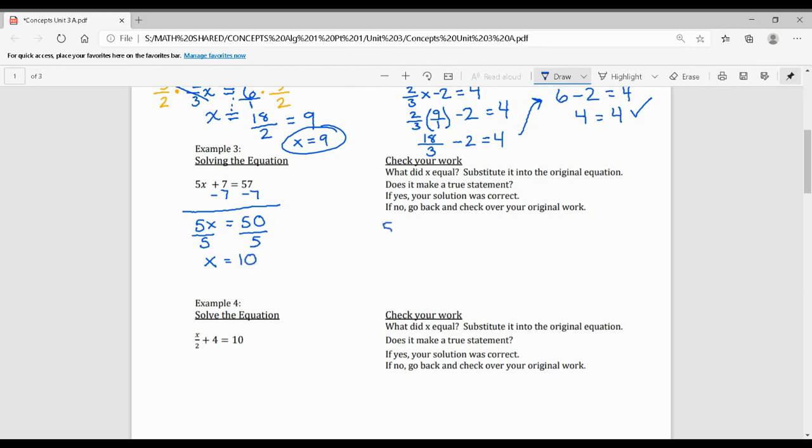We can do our check by substituting 10 in for x into the original equation. And simplify. That would be 50. And 50 plus 7 is 57. Hooray. Good job.